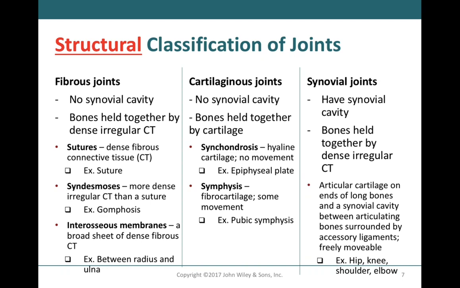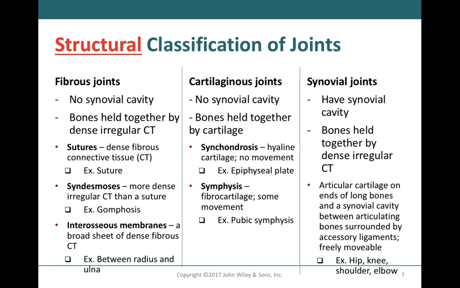So I've put this information at the top of each of these joints. Fibrous joints will not have a synovial cavity, and they're going to be held together by dense, irregular connective tissue. Cartilaginous joints will also not have a synovial cavity. However, these joints will be held together by cartilage. So this one should be fairly easy to remember.